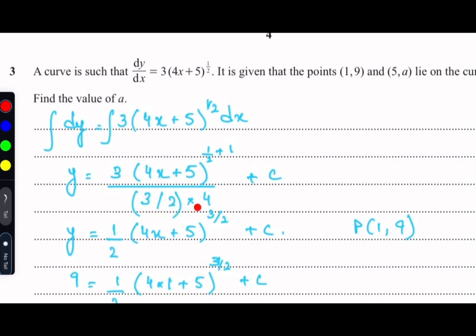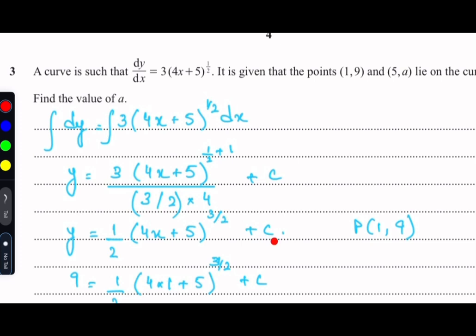so I should be dividing it by 3 by 2. And then finally, it's a composite function, so I should be having the differential of the function 4x plus 5, which is 4, so I should divide it also by 4 here, and then add a constant to the equation. So my y equation in terms of C is going to be y equals, the 3 gets simplified, 2 and 4 also get simplified by a 2. Therefore, it's 1 by 2 bracket 4x plus 5 to the power half plus 1, which is 3 by 2, plus C.